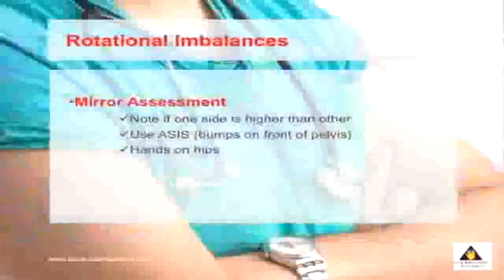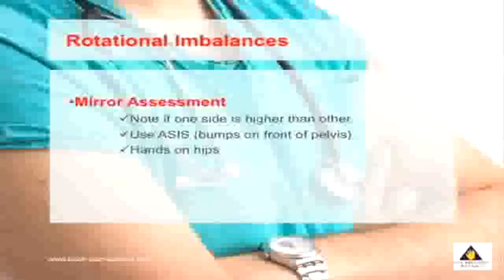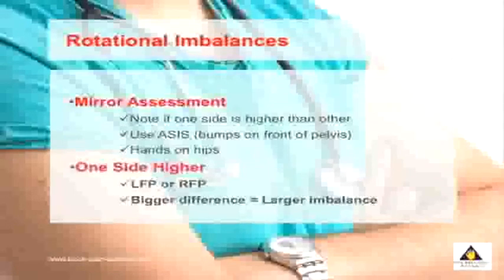What you'll note is that one side of your pelvis is higher than the other, and this creates what's called a rotational imbalance. If your left side is higher, you have what's called an LFP, and if you have the right side higher, you have an RFP. The bigger the height change, the bigger the imbalance occurring in your spine.